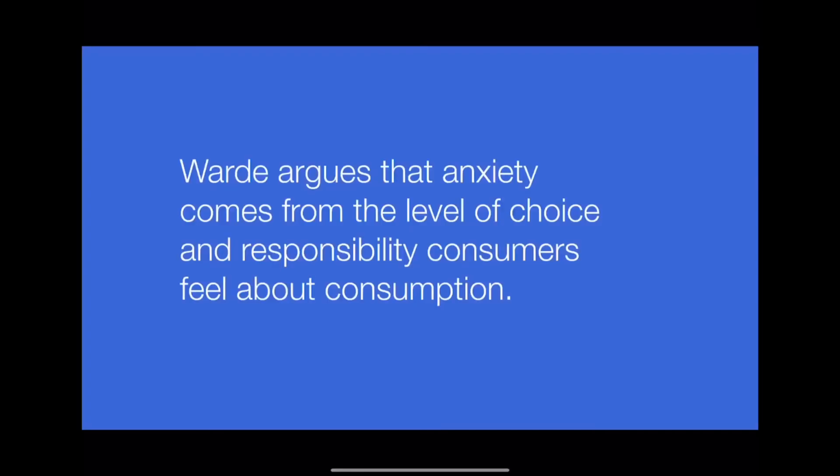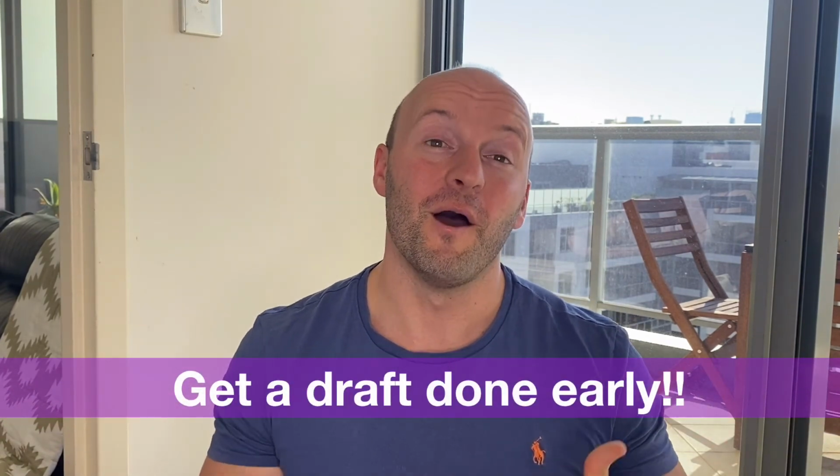You can see here that the subject of this particular sentence is Ward, the author, because he's doing something, the verb, arguing, about anxiety. So to correct this sentence, we'd say Ward argues that anxiety comes from the level of choice and responsibility consumers feel about consumption. So you see there that sentence has been completely cleaned up and much easier for your marker to understand. That's just an example of how you can do editing on one sentence and go through sentence by sentence. If I could give you one final sixth tip, it would be to get a first draft of any of your assignments done much earlier than they're due so that you have time to do this kind of editing.